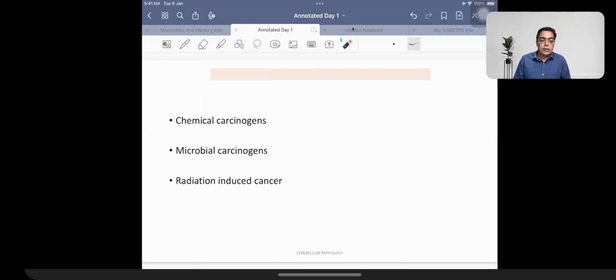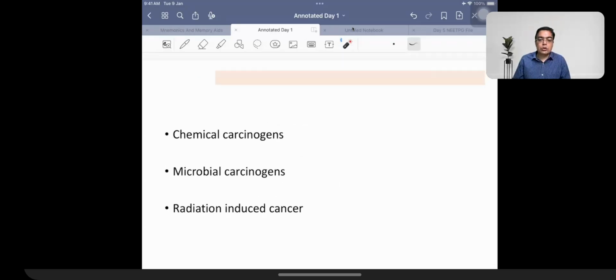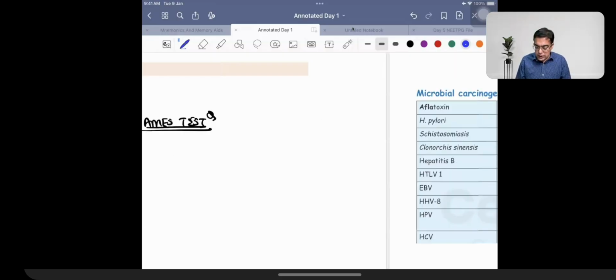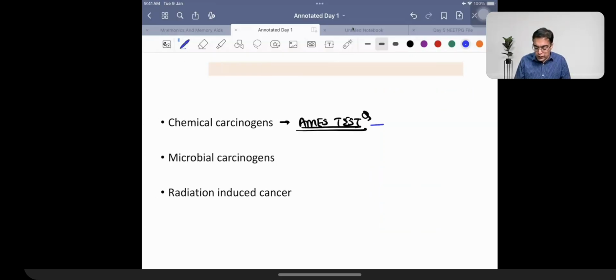Okay. Then we are talking about the causes. APL is acute promyelocytic leukemia. The causes are chemical carcinogens, microbial carcinogens, and radiation-induced cancer. The example of a chemical test which will tell you whether a particular chemical can cause cancer in humans or not is given the name of Ames test. Chemical carcinogens, right? Lots and lots of chemical carcinogens have been asked in the exams, and you have a good list that you just need to recall.